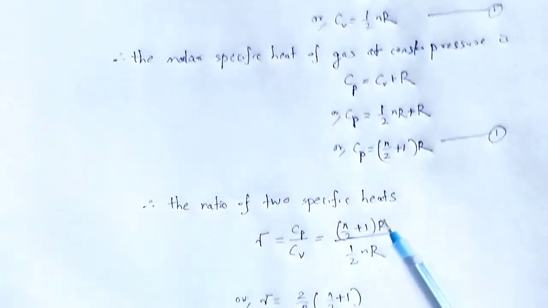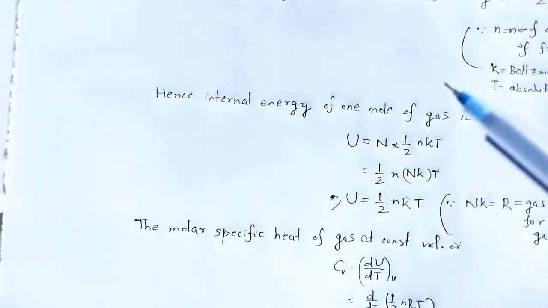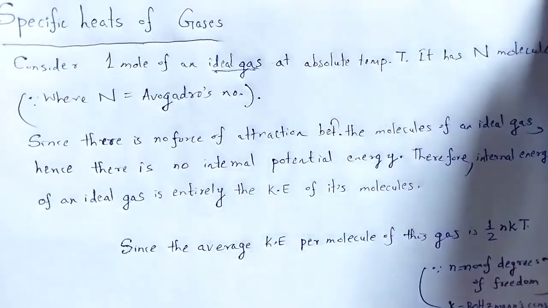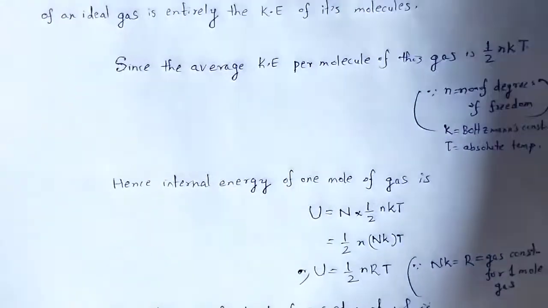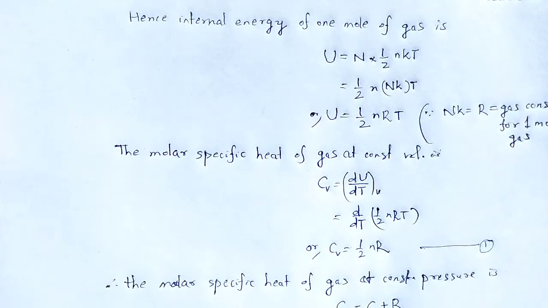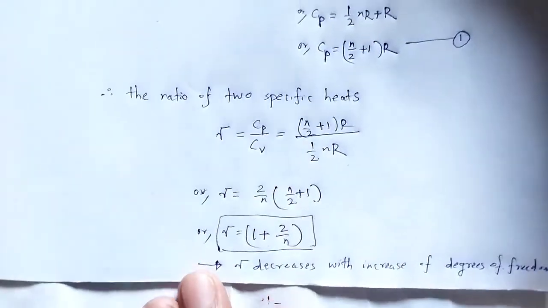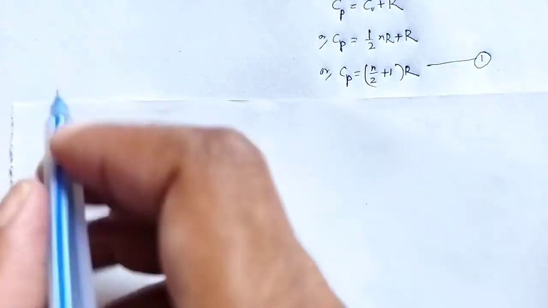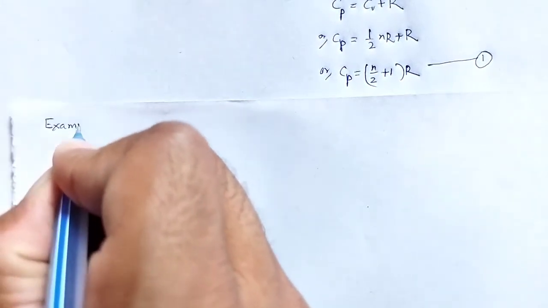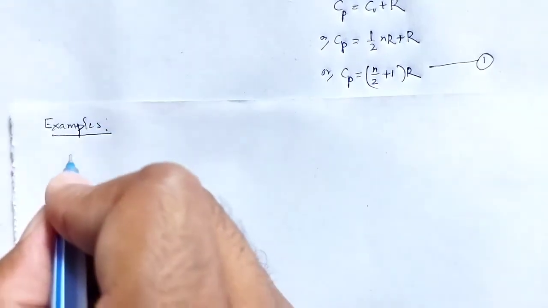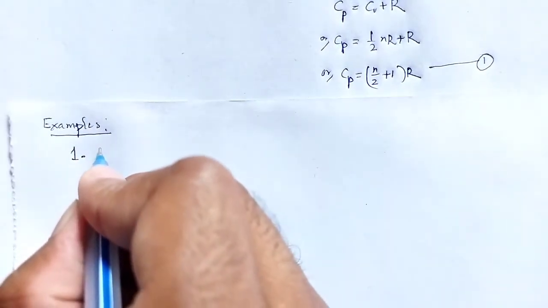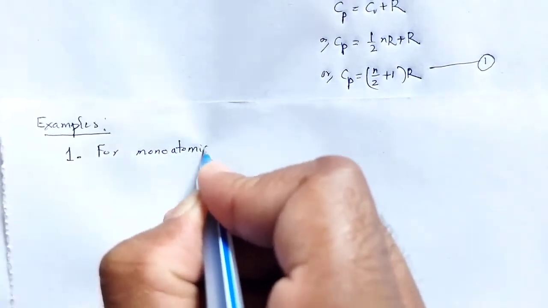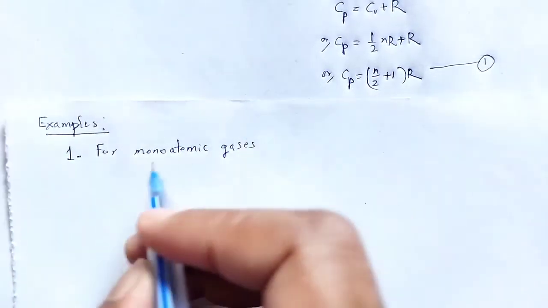Now, this is the specific heat of gas. Using these relations, we show examples of what the specific heats or gamma should be for monoatomic gas, diatomic gas, and triatomic gases. Let me discuss them one by one. The examples. First, for monoatomic gases.